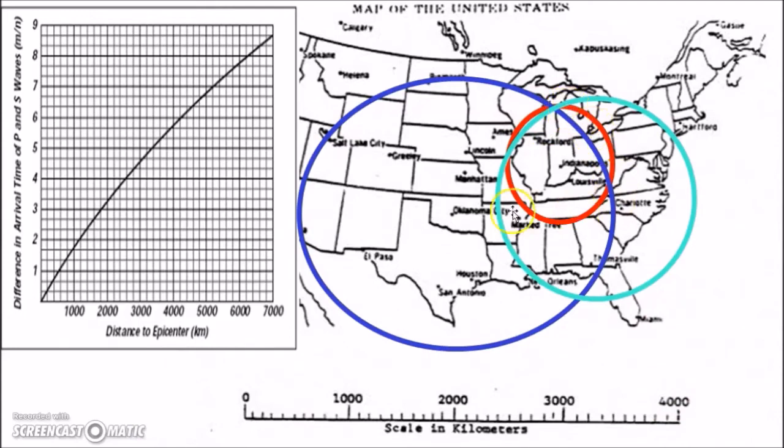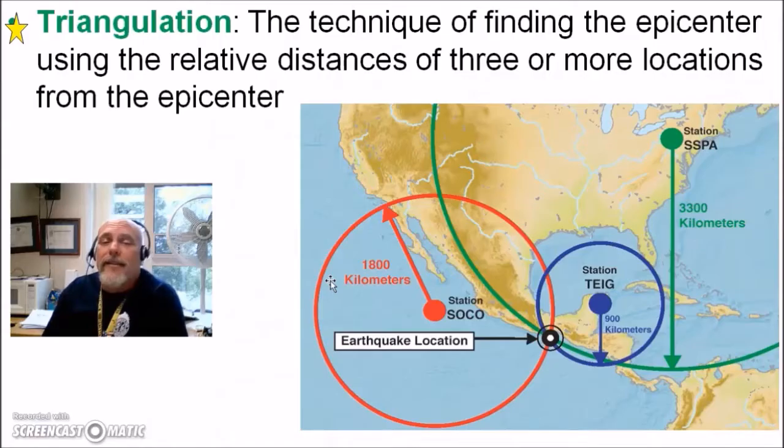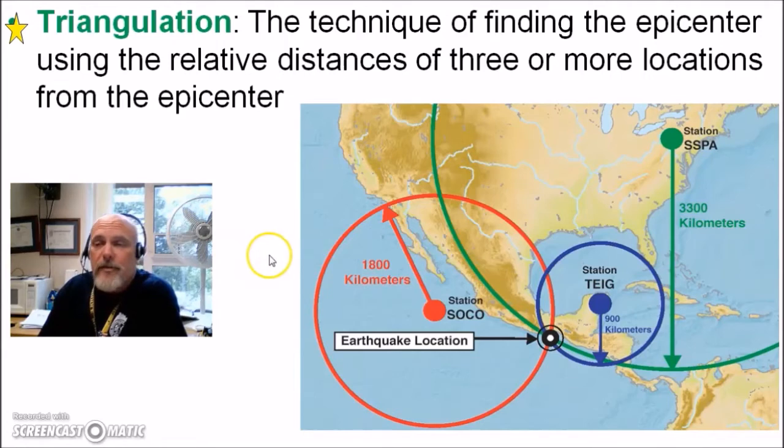And now we have from Indianapolis, it's this far away. From Oklahoma City, it's going to be this far away. From Charlotte, it's going to be this far away. The only place where all three of them meet is right here at that location. So now we determine that this must have been the focus of the earthquake. This technique is called triangulation. This is the technique of finding the epicenter using the relative distances of 3 or more locations from the epicenter.